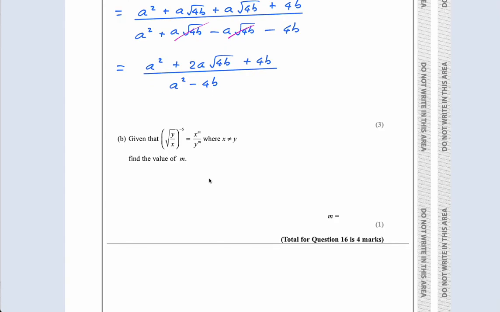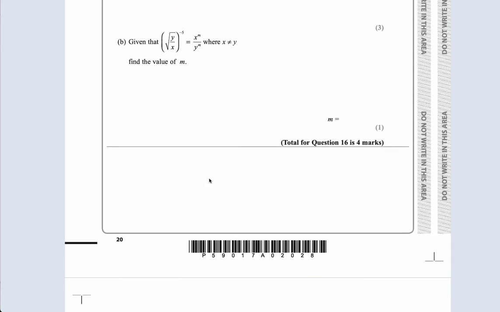Okay, part B. Given that root y over x to the power of negative 5 is equal to this, find the value of m. Okay, so first thing, if I have a negative power, what I do is I flip this upside down and I make it a positive power. So I can turn this into the square root of x over y to the power of 5. So now it's a positive power, and I have my x over y, which I want.